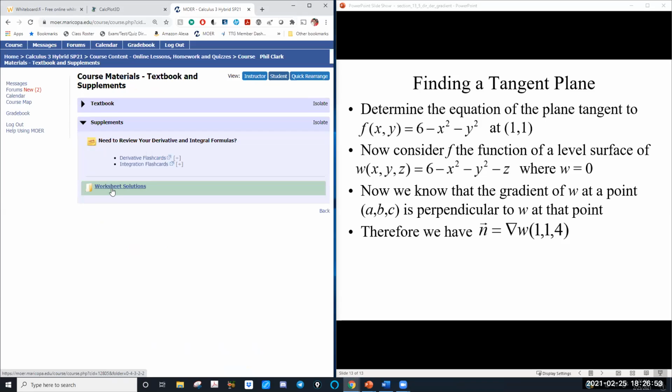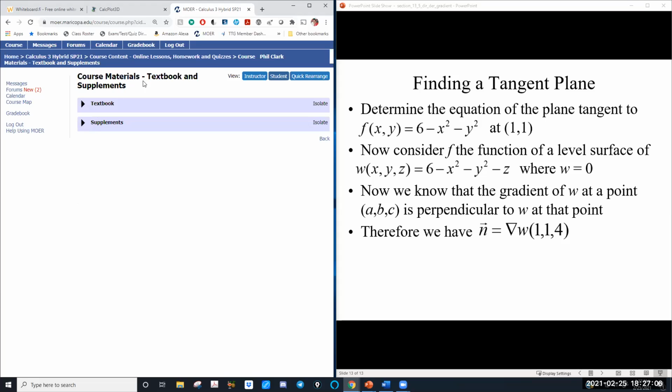So, if you're struggling on one, or when you go to study for the midterm and you're going over some worksheet problems, you do have access to the solutions outside of class. Okay. So if you didn't remember where those were, I just wanted to show you that.